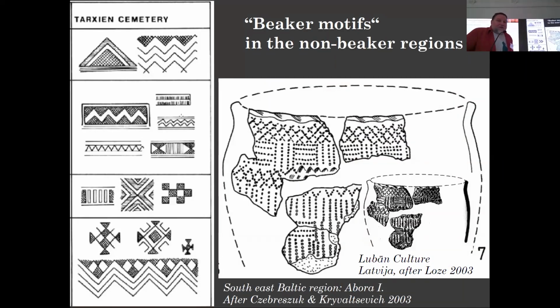The beaker motifs were very important as a sign of certain cultural identity, and we can find them even outside of the main distribution of the bell beaker phenomenon. So examples could be given from the Tarxien cemetery in Malta, or other examples from the southern Baltic area, or Latvia, for example, the Lubāns culture, as you can see in this picture.